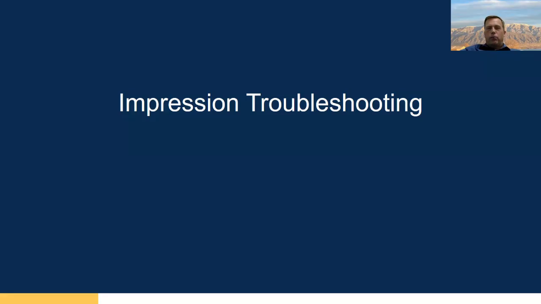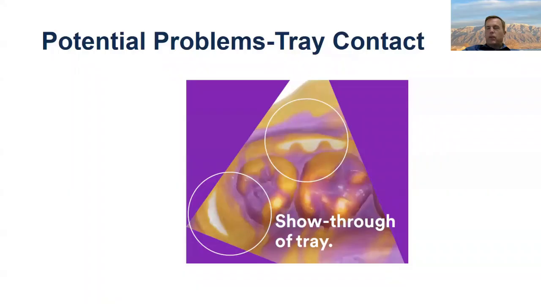Let's talk about some of the problems that can occur when you're taking an impression and how to avoid them, and kind of how bad they are, basically. So here's one I've been beating on quite a bit, which is tray contact. And this is a triple tray. You see how you can see the details of the tray here? That means the person was biting pretty hard on this.